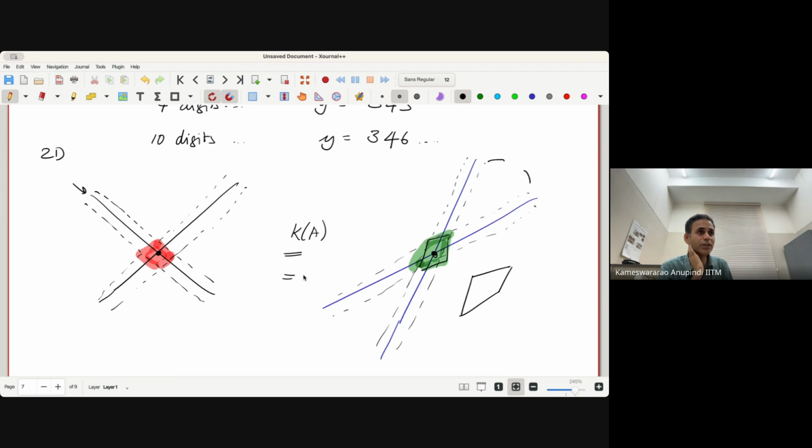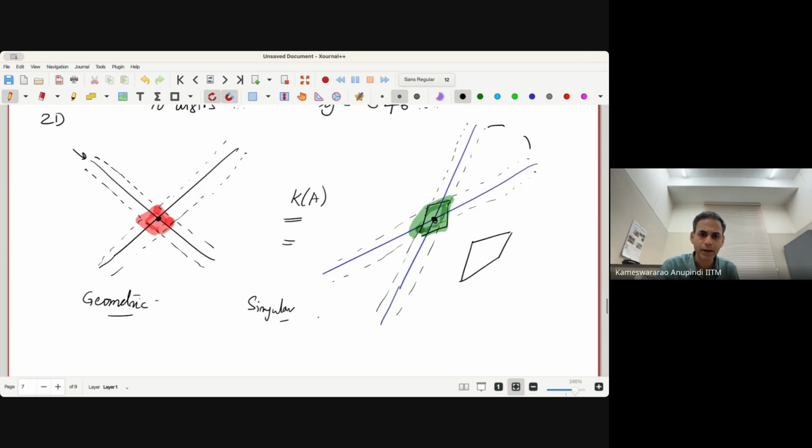But if the condition number is very large, that means it is not possible to solve it. In the limit, if it is infinity, there is no solution because the system is singular. So that is the geometric way to think about the condition numbers and the norms of the matrices. So with these two examples, I'm going to stop here.